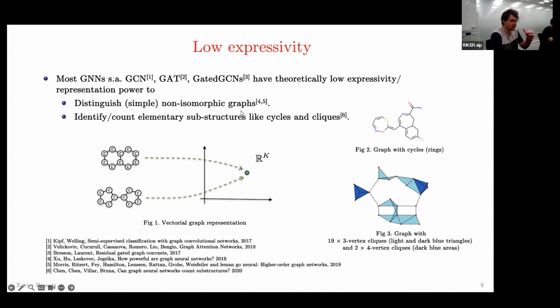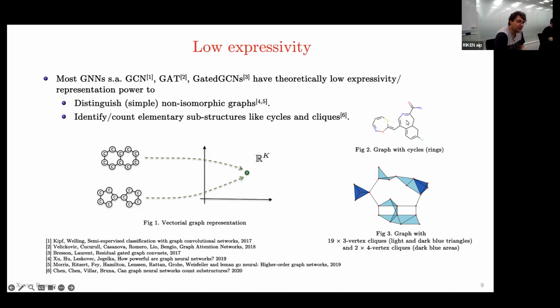And I'm going back to that in the next slide. So basically, you see that these two graphs look very similar to each other, but they are not, of course. If you use GCN, at the end, you will get a vector representation in a k-dimensional space that will be exactly the same. So you are not able to distinguish the two graphs.